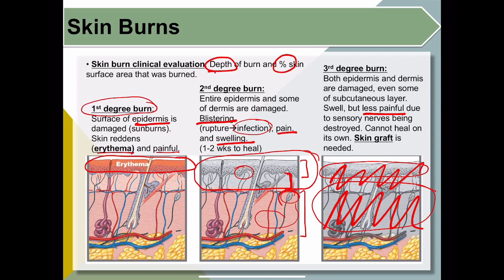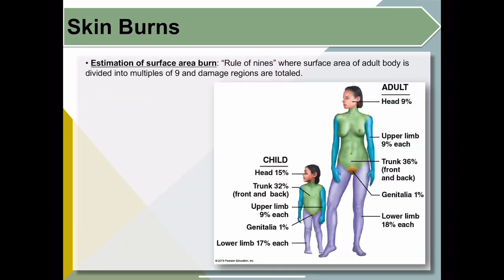Now, for third degree burn, usually you end up not being able to heal on its own because it's so severe, and a skin graft will be necessary for healing of third degree burn. Now, for estimation of surface area of burn, you have what's called the rule of 9s. The rule of 9s is where the surface area of the body is divided into multiples of 9 for adults, and damaged regions are then totaled depending on how much of those areas are damaged by the burn.